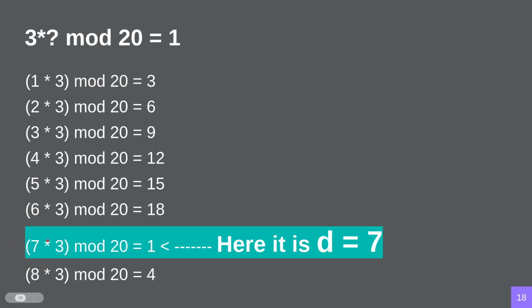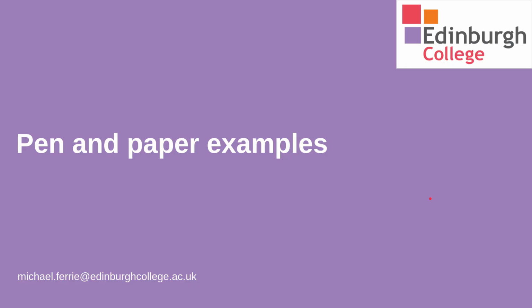And we do 7 times 3 gives us 21 mod 20. And that gives us a 1. And there we go, we got D. So with that, we now have all the numbers we need for the algorithm.